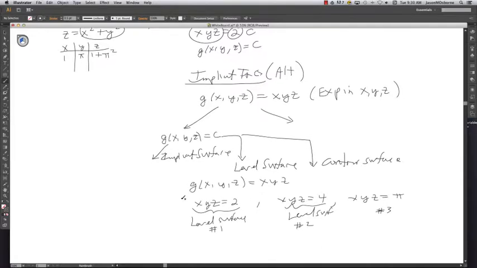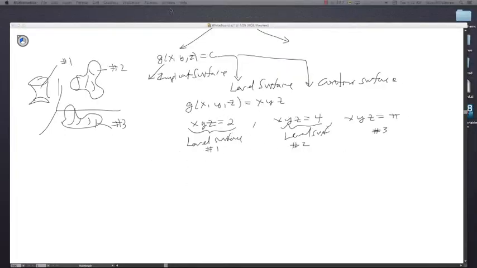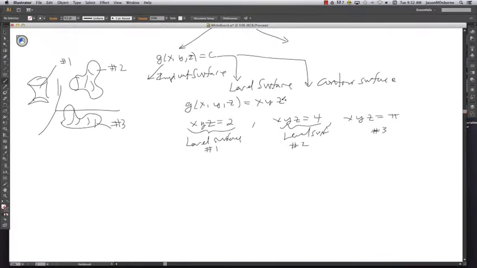We know that each of these level surfaces could be some sort of shape. This one over here could be level surface number 1, over here could be another shape, level surface number 2, and over here it could be whatever it looks like, level surface number 3. So by changing this constant, you can get different level surfaces. When you pick an expression g of x, y, z, in this case xyz, and then pick different constants, you'll get different surfaces. Each of those different surfaces for different constants is a level surface.